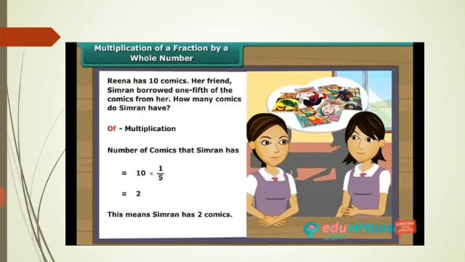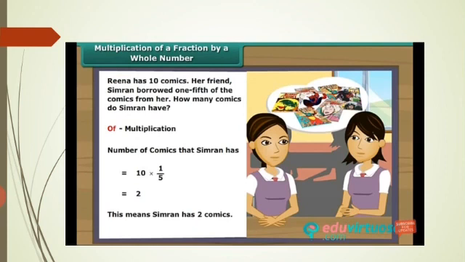Then multiplication of a fraction by a whole number. I have given two girls, who are reading. I am reading the question. Reena has 10 comics. Comics represent short stories. Her friend Simran borrowed 1/5 of the comics from her. How many comics does Simran have? So "of" represents multiply. Why are we multiplying? Because of the word "of" given in the question itself. So the number of comics that Simran has is equal to 10 into 1 by 5.